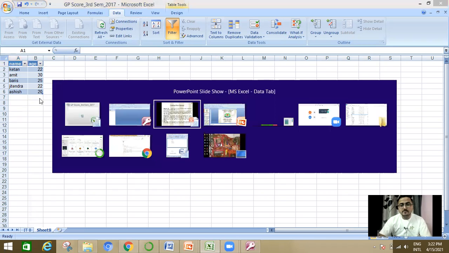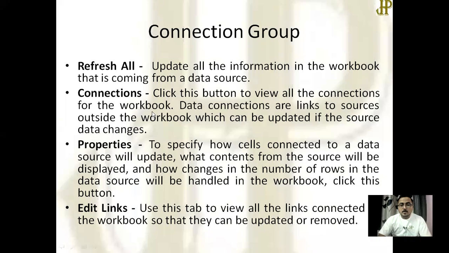So I think it is very clear to you what Refresh All and connections are, and what the properties are. Whatever connection you made, if you want to see or change the properties of that connection, you can do this by clicking on the Properties button. And if you want to edit the link, click on Edit Link. That's all.